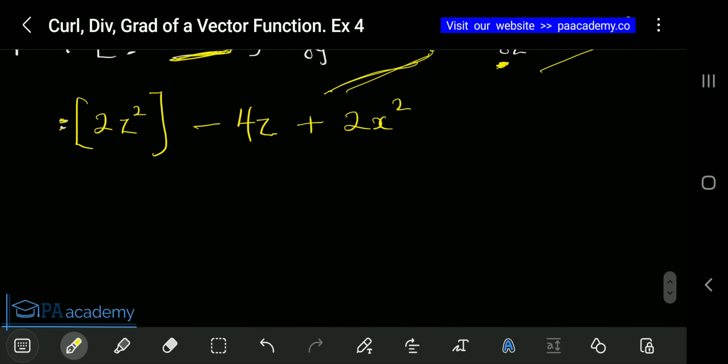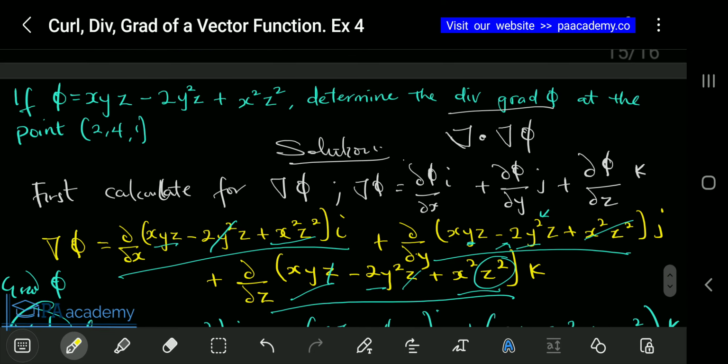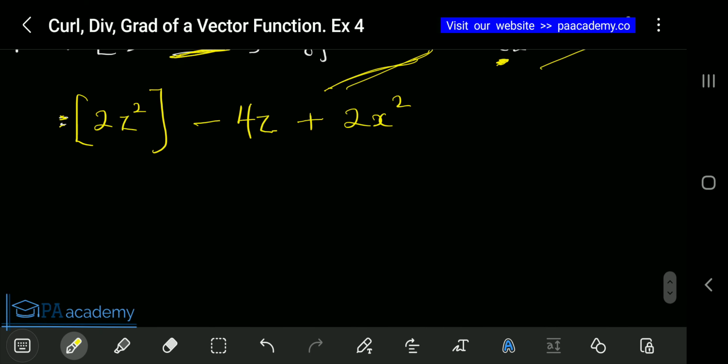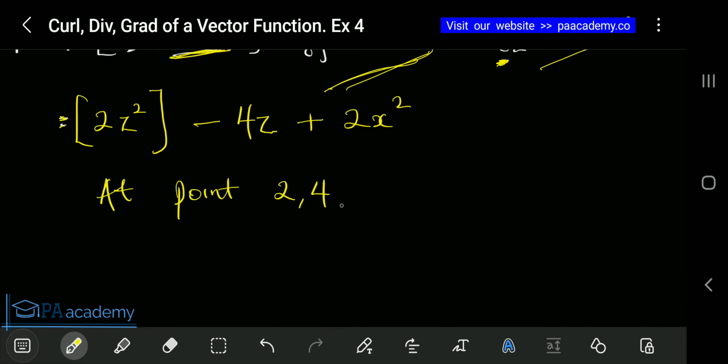All right. And if you go back to the question, we were told that at point (2, 4, 1), so that means our x is equal to 2, our y is equal to 4, and our z is equal to 1.